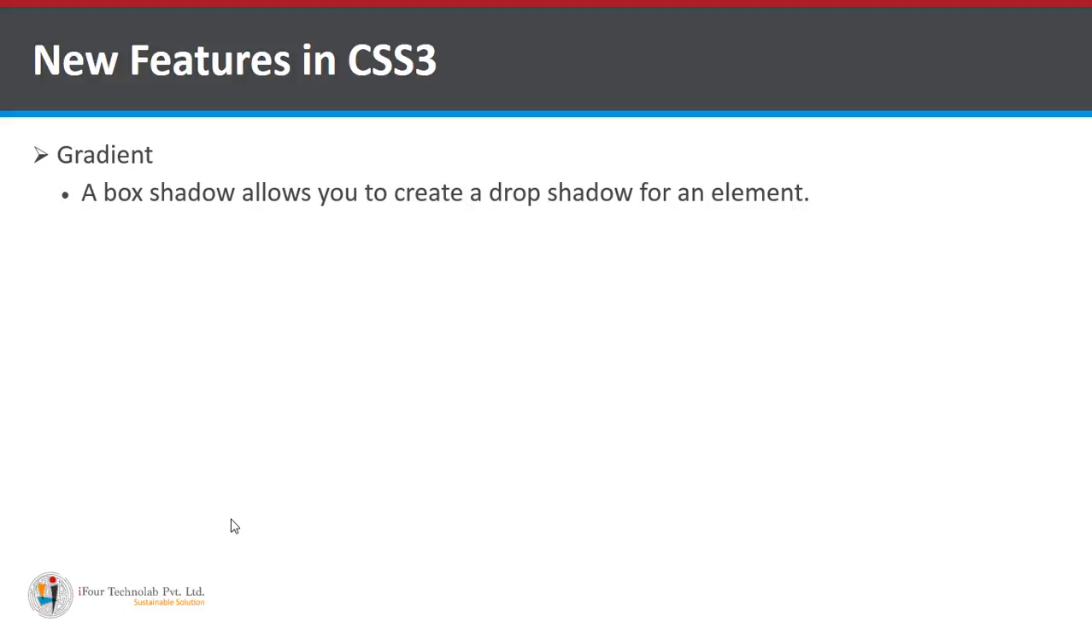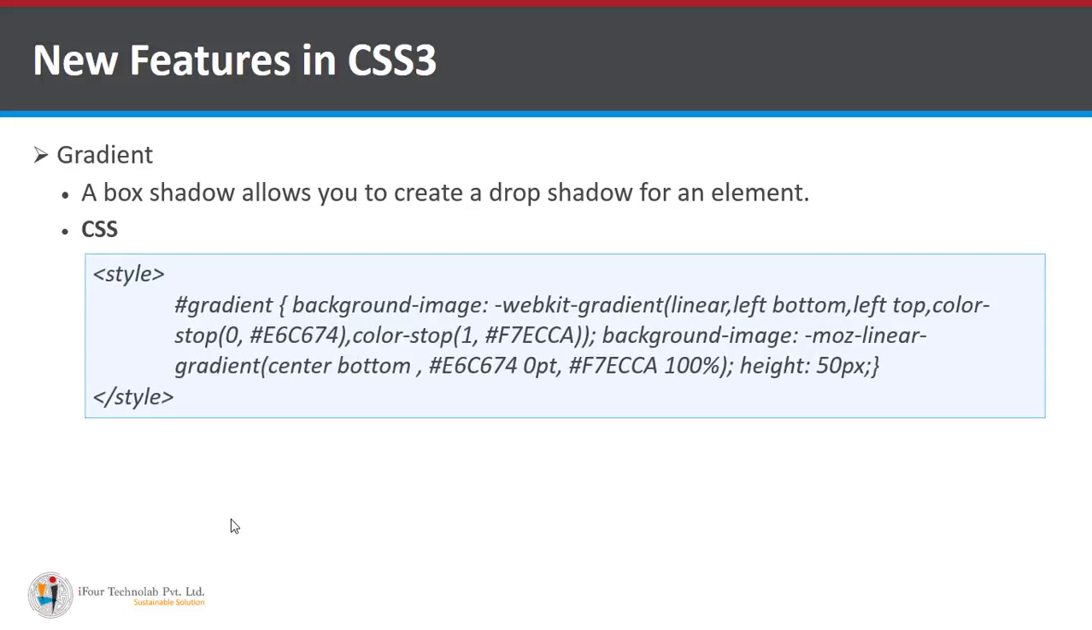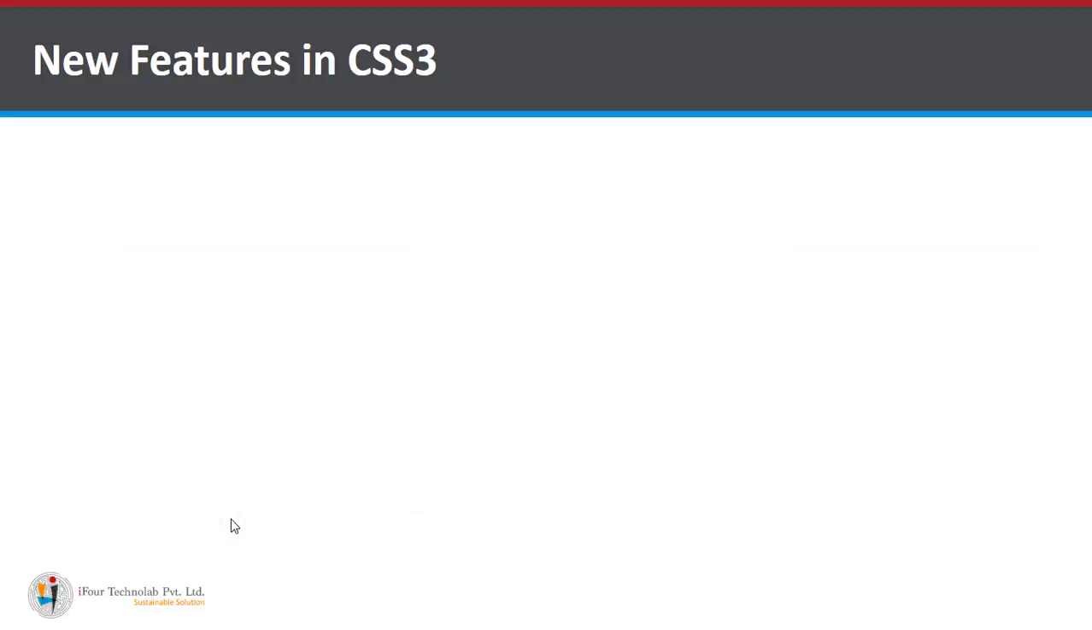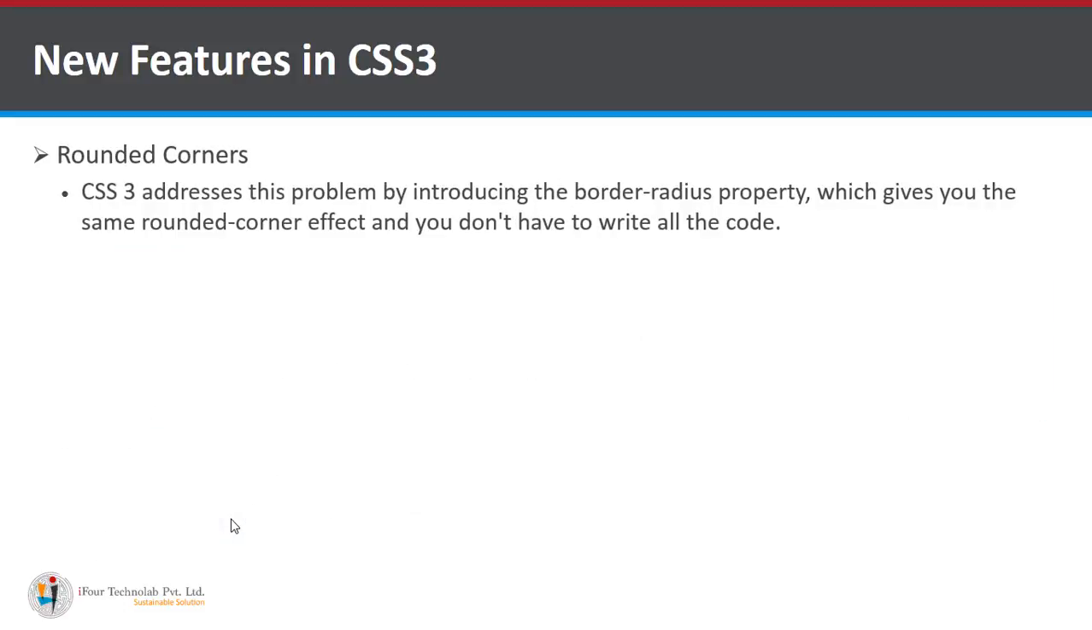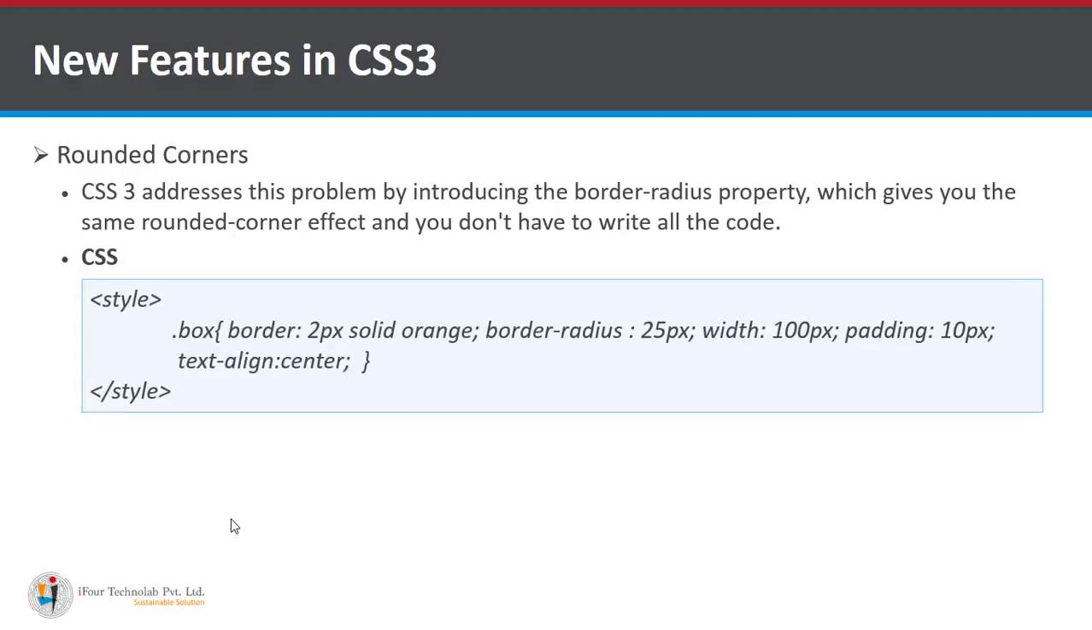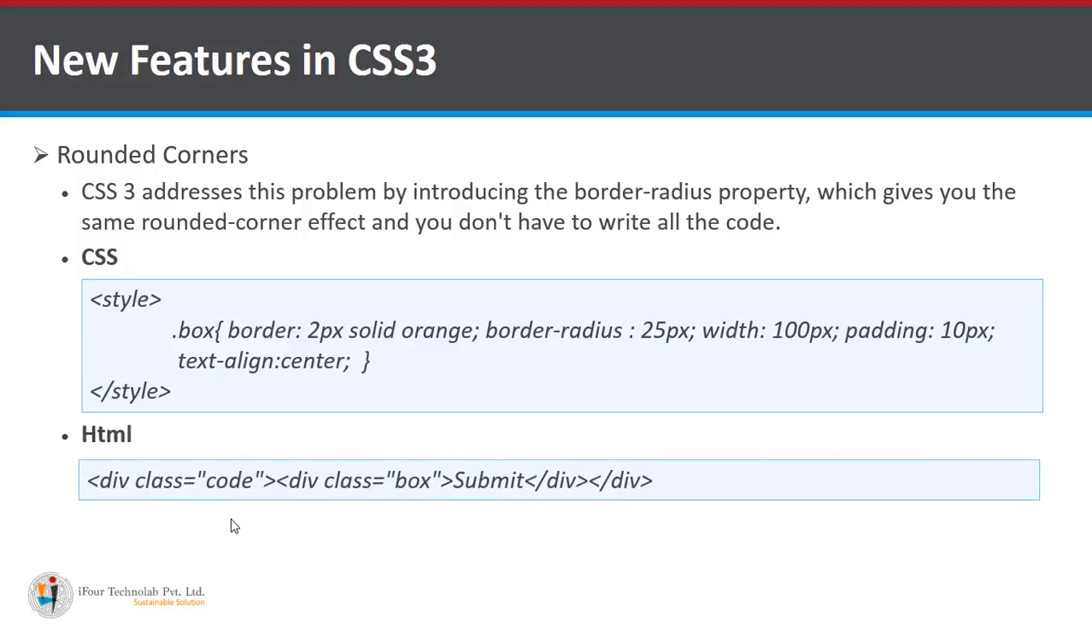Now gradient. A box shadow allows you to create a drop shadow for an element. Your CSS will be like this and your HTML will be like this. Rounded corner. Suppose I want to give a rounded border to my frame. So there is another property for this, border radius. Your CSS will be like this and HTML will be like this.